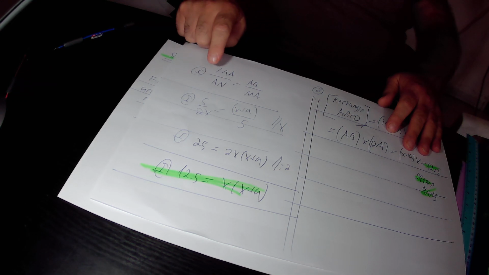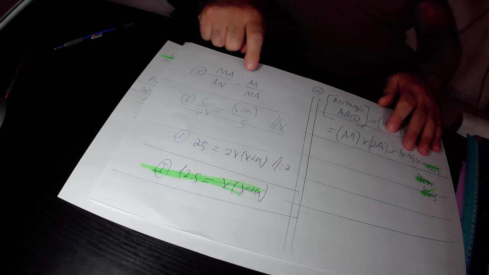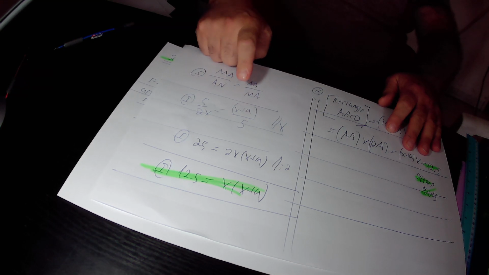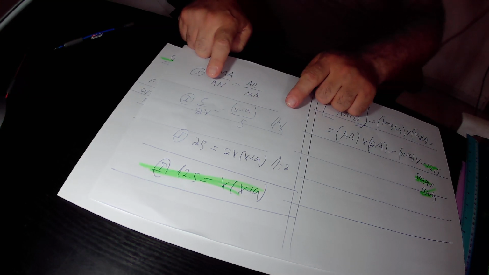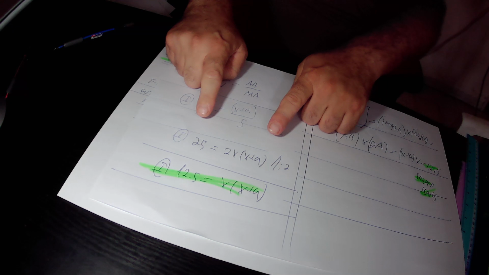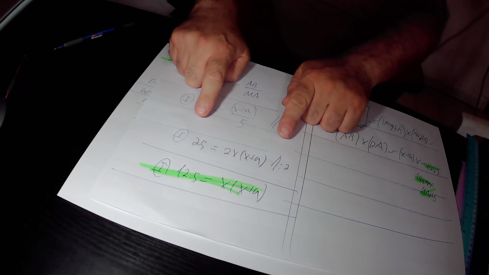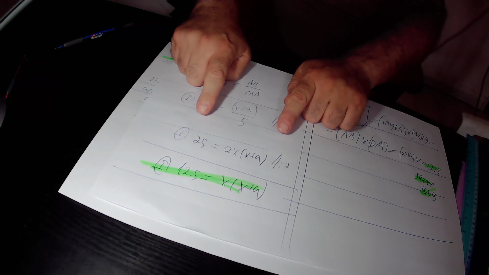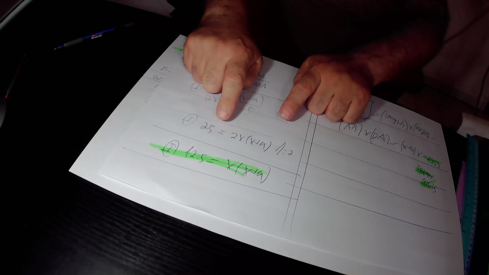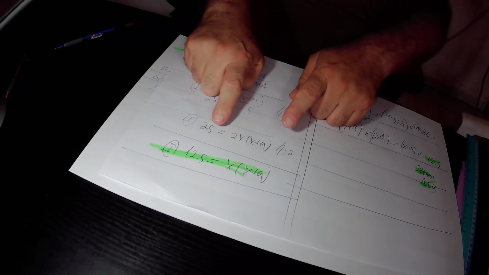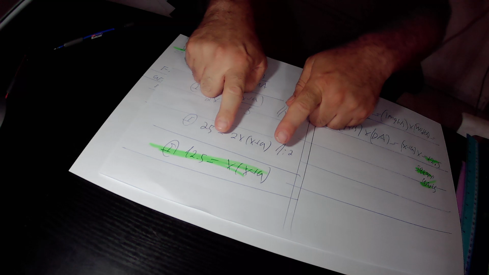AO is x, AN is 2x, AB is x plus a, and AM is 5. So here we cross multiply this equation, equation 1, and finally find out that according to equation 1, 25 equals 2x times x plus a. Here we divide equation 1 by 2, and finally find out that 12.5 equals 2x over 2, which is x, so in total 12.5 equals x times x plus a.